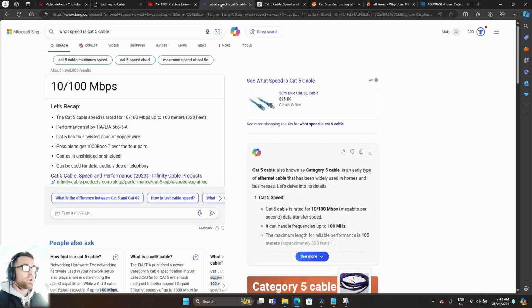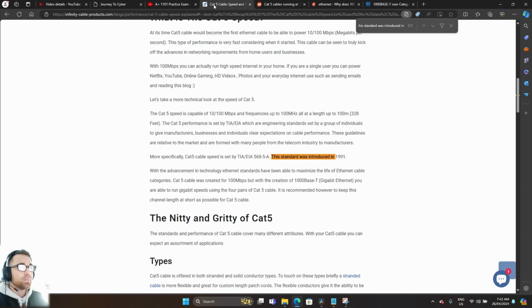So, first things first, you might type into Google what speed is Category 5 cable, and you might get something that tells you, oh, okay, it can go from 10 to 100 megabits per second. The Category 5 cable speed is rated for 10 to 100 megabits per second, up to 100 meters. Just take note of the wording here. The Category 5 cable is rated. It's officially rated for 10 to 100 megabits per second. So that doesn't mean that that's its potential throughput, though. That's what it's officially rated for, right? So we're going to just keep that difference in our head.